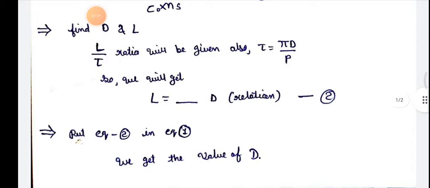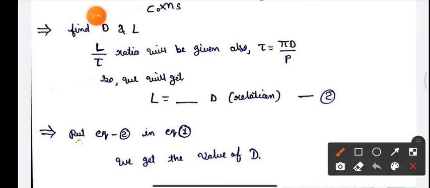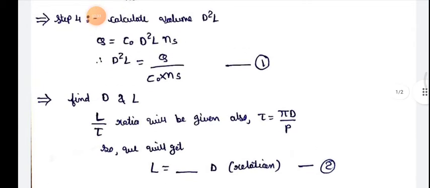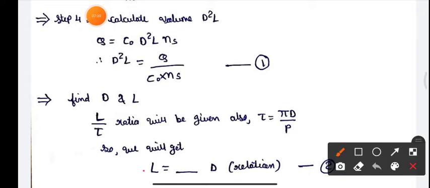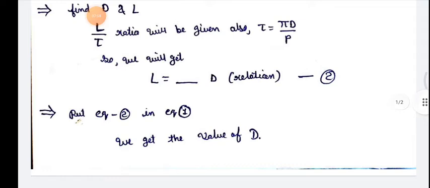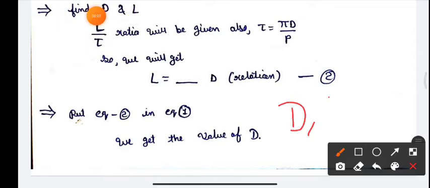Now we need separate values for D and L. So we have equation number 2, the relation between L and D. Where will we place it? We will place it in equation number 1. Then the entire equation will come in terms of L or D. So you can easily find the value of L, and after that you can separate D and find the value of D. So these are the steps to determine the main dimensions of the stator, that is D and L.